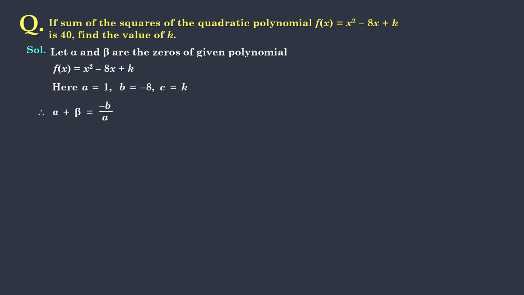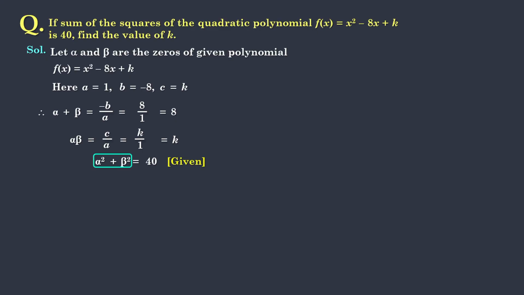Using the relationship between the zeros and the coefficients of a quadratic polynomial, the sum of the zeros, alpha plus beta, is equal to minus the coefficient of x divided by the coefficient of x squared. Therefore, the sum of alpha and beta becomes 8. The product of the zeros, alpha multiplied by beta, is equal to the constant term divided by the coefficient of x squared. Therefore, the product of alpha and beta becomes k.